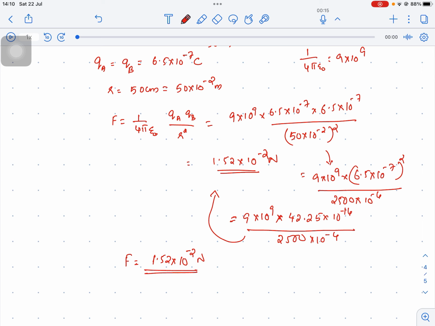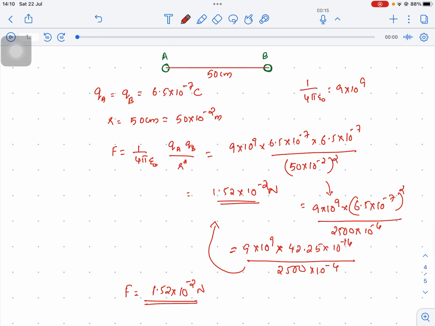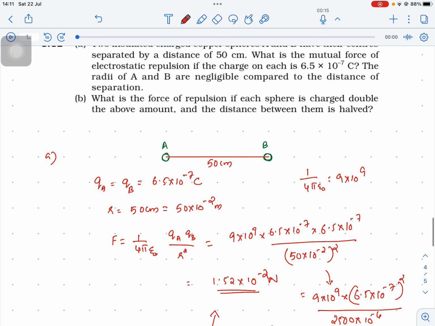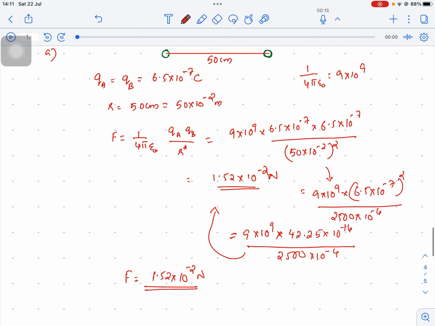Okay. So this is the force acting between these two charges when they are separated by a distance 50 centimeters, and the charges are 6.5 into 10 to the power minus 7 coulomb. Now there is a second part for this question. So this is our first part. Now there is a second part. What is the force of repulsion if each sphere is charged double the above amount and the distance between them is halved? Here you have to find the new force.